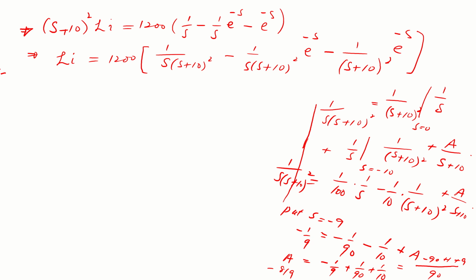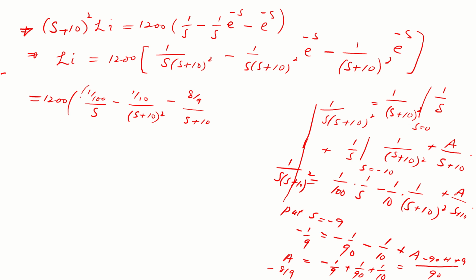So altogether this becomes what? Laplace of I is equal to 1200 times 1 by 100 divided by s, minus 1 by 10 divided by s plus 10 squared, minus 8 by 9 divided by s plus 10. The same thing with this one as well.